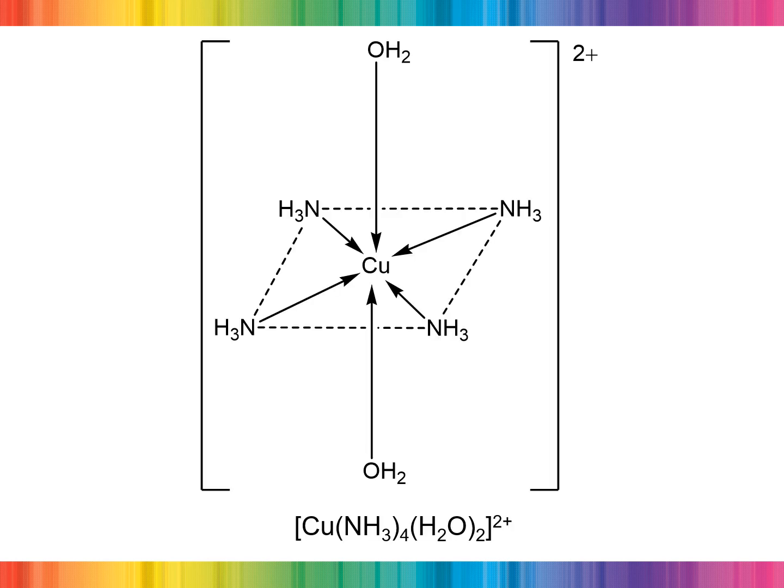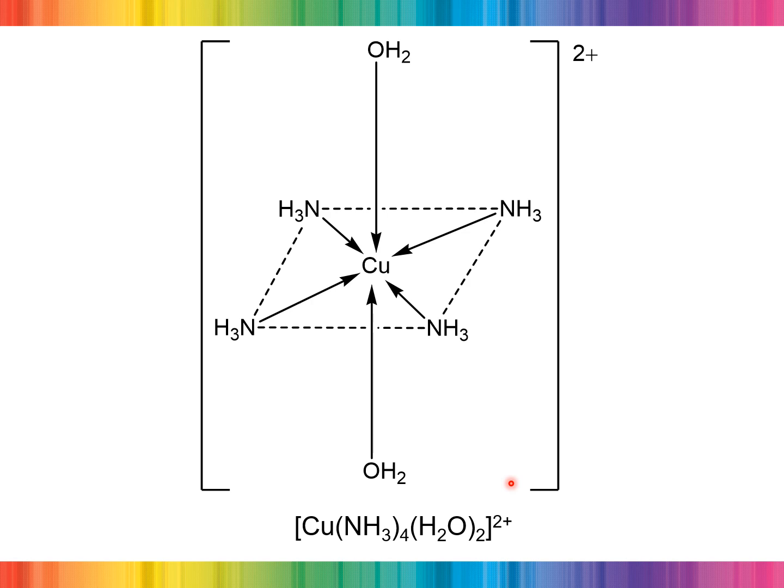Last but not least, we have this ion that you get after adding aqueous ammonia in excess to copper(II). If you add it dropwise, you'll get a blue precipitate that dissolves in excess ammonia to form a dark blue complex solution. I mean, the solution contains this complex, which is dark blue in color.